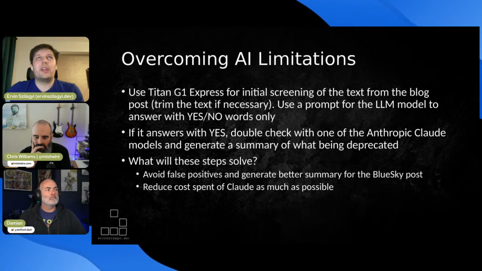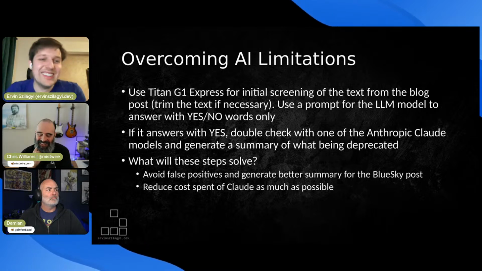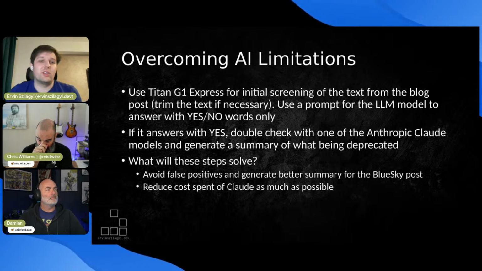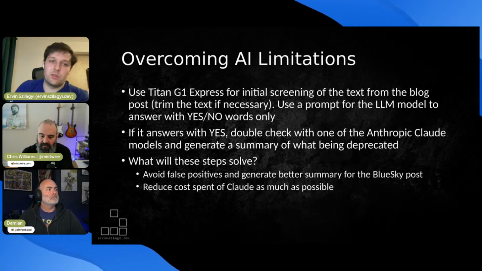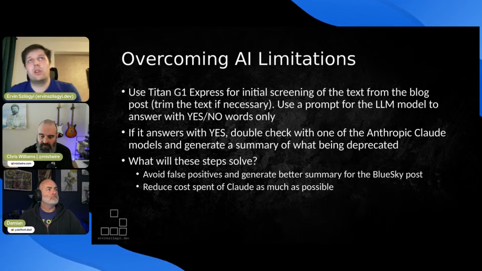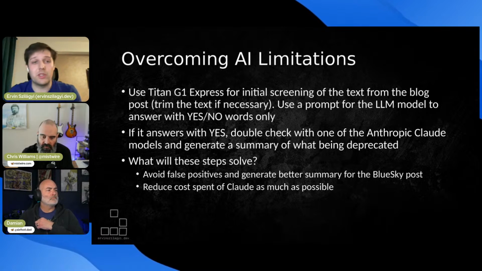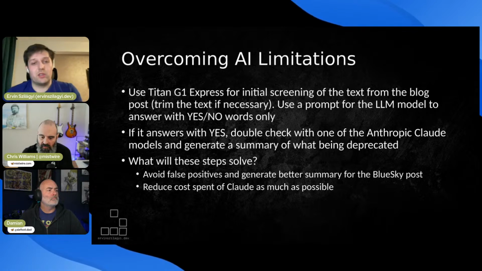Titan also can return a yes or no answer. That's not that hard. I prompted it in a way that, okay, just return a yes or a no if you think that the article is about deprecation or not. And if it is about deprecation, then I will also send it to another model, a Claude model, Claude Haiku, I think, because I don't really need the latest and fancier model. That could also confirm that the article is about deprecation, and the services which are deprecated are also sent back to me. So nice.